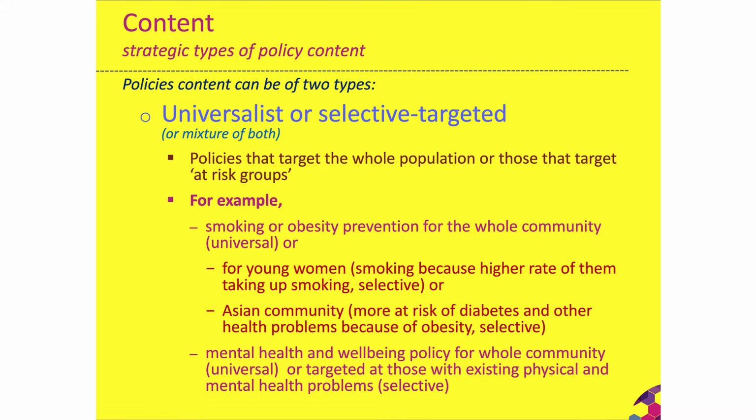And lastly, an example of mental health and well-being: we could target the whole community and have a universal program around 5 ways of well-being, or we might have targeted counselling and other activities, including 5 ways of well-being, that focuses on those with existing physical and mental health problems, because we know people with existing physical and mental health problems are more likely to have lower well-being, and that latter one would be a selective policy.